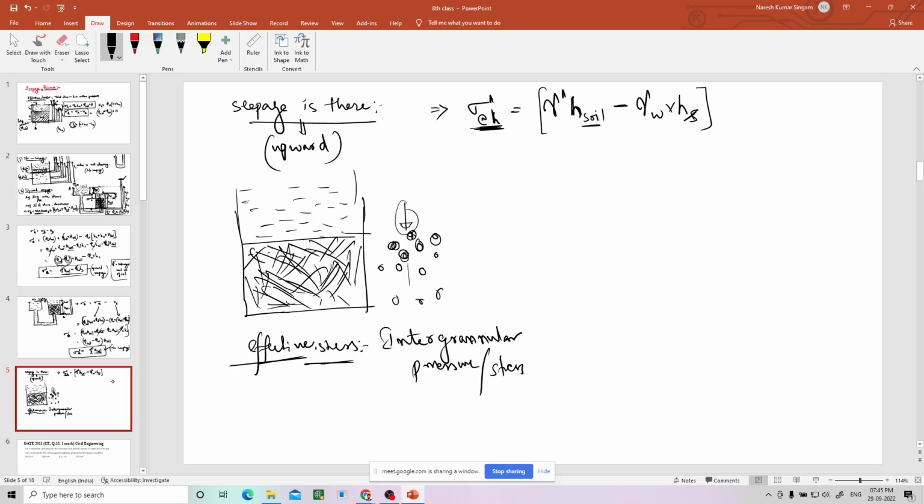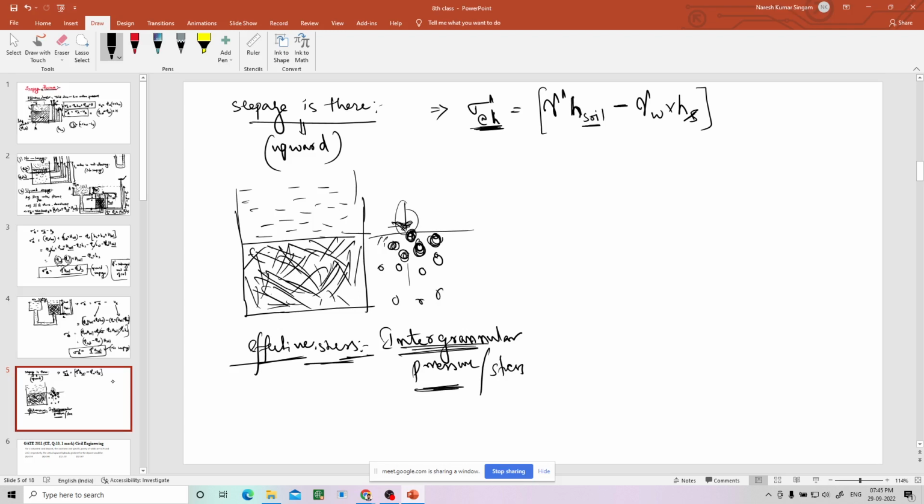Effective stress is the pressure or stress which is transferring from one particle to another particle. If effective stress is possible, then only you can apply some load on this soil. If there is no contact, that means effective stress is zero. Effective stress is what? Intergranular pressure. If there is no contact, then intergranular pressure is zero.